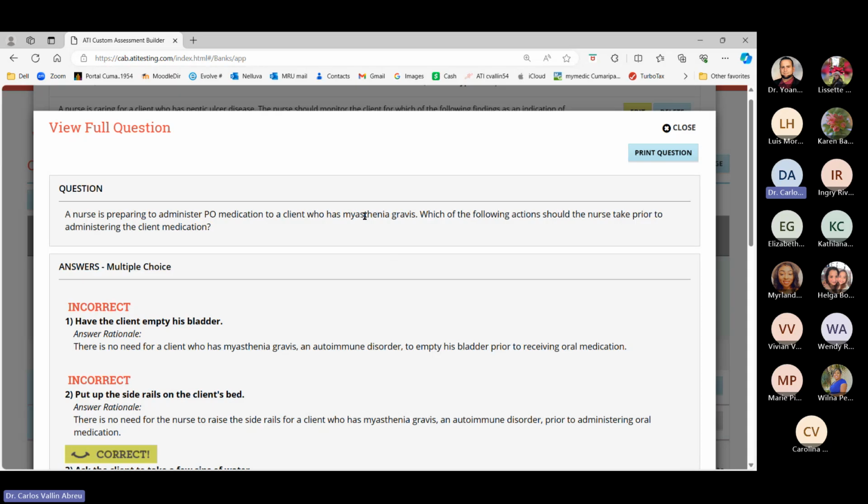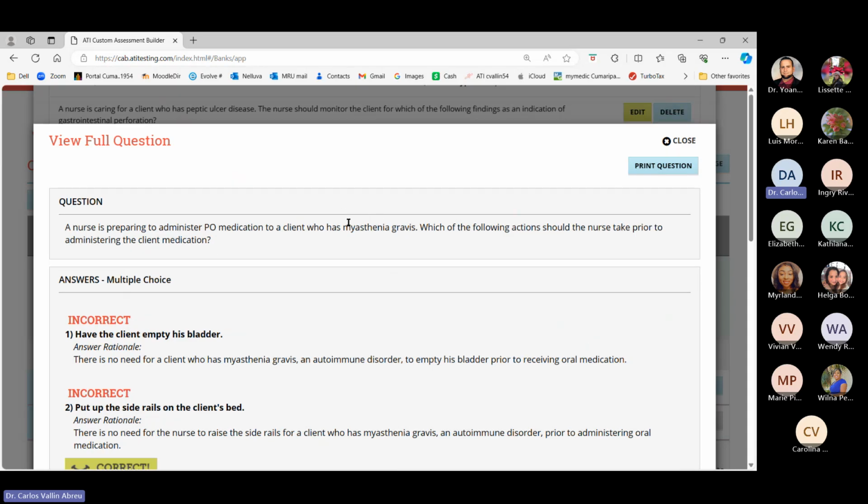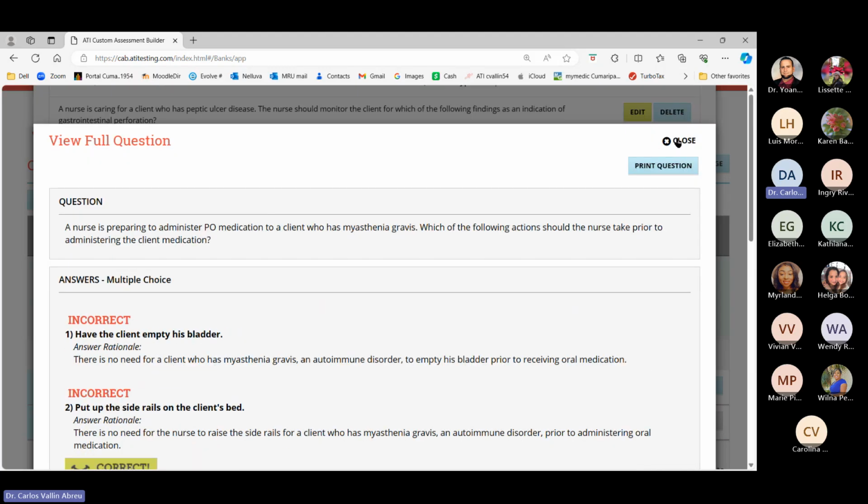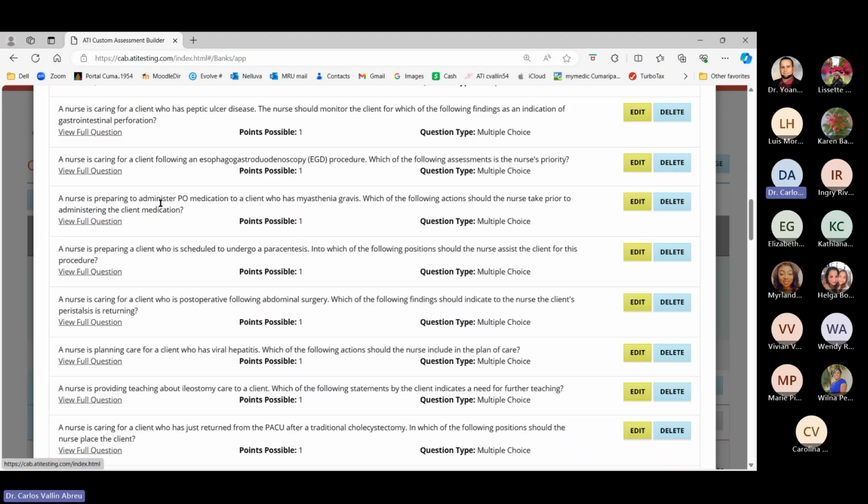So what you do, especially with myasthenia gravis, that you know they have a problem of dysphagia, before giving a tablet, check if the client can swallow. And it is a good option. Place the client in low Fowler position, not high Fowler, to facilitate the medication.